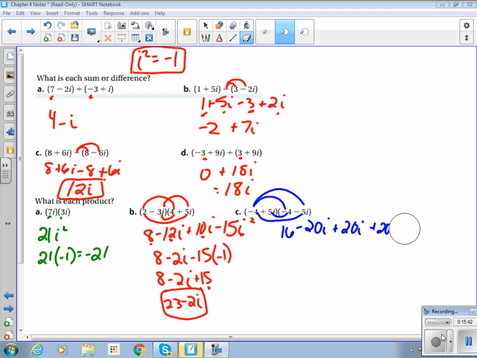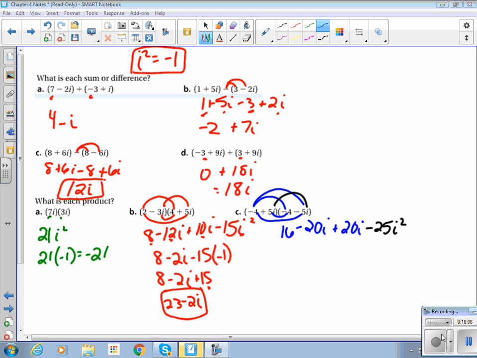Sorry, back up the track. There's a 16. Oh, sorry, I did the same one twice. I need negative 5i. Sorry, 5i times negative 5i is negative 25i squared.